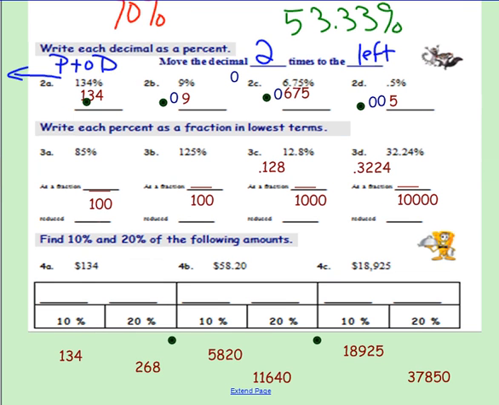Next that we're going to talk about quickly is we're going to write a percent as a fraction in lowest terms. Easy thing is this one, which is just an easy one where there's no decimals. I just put the top number over 100.